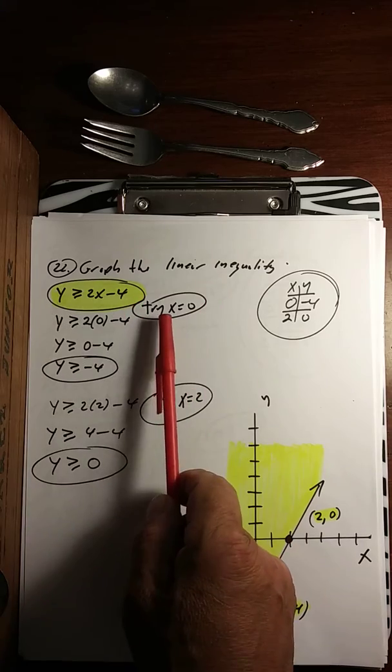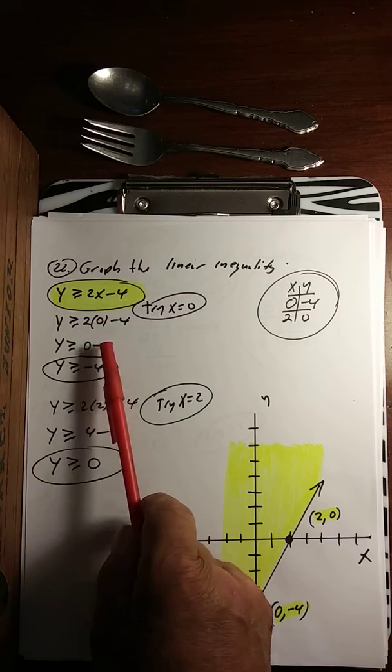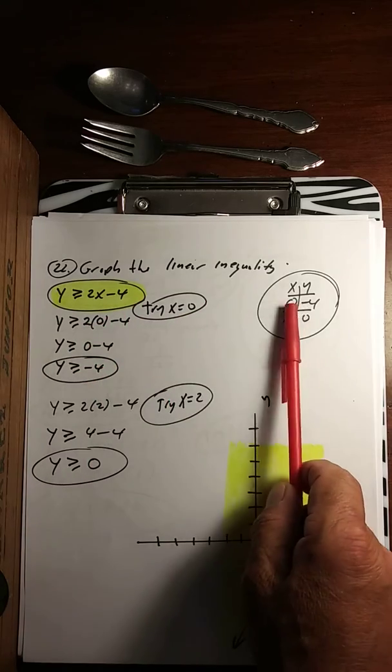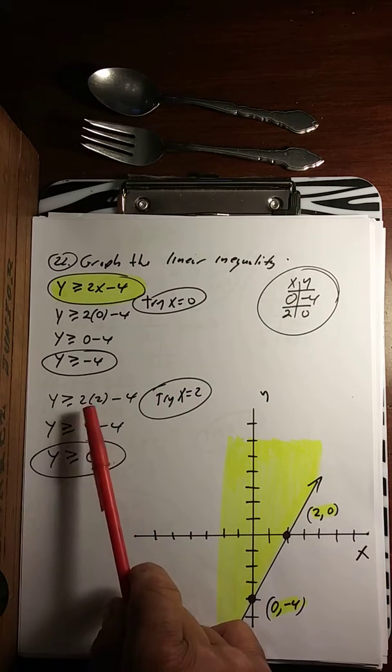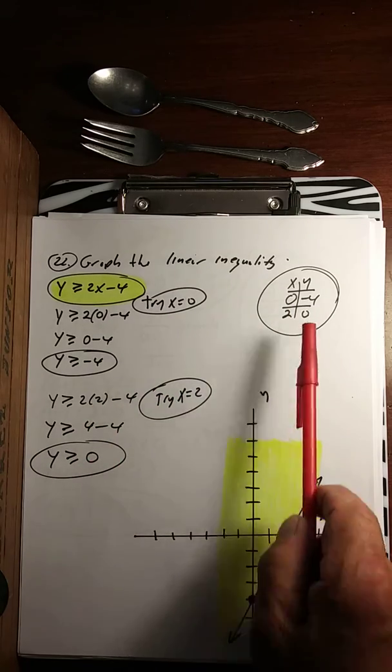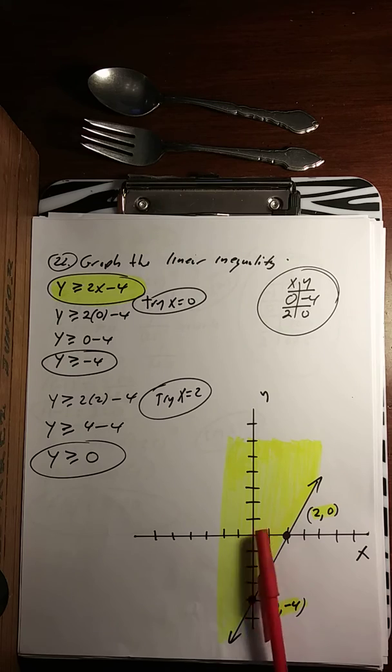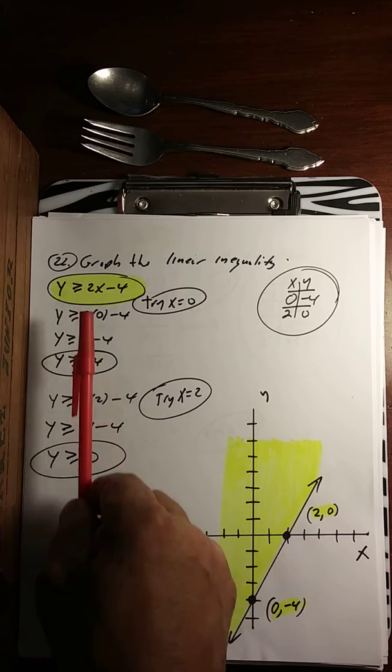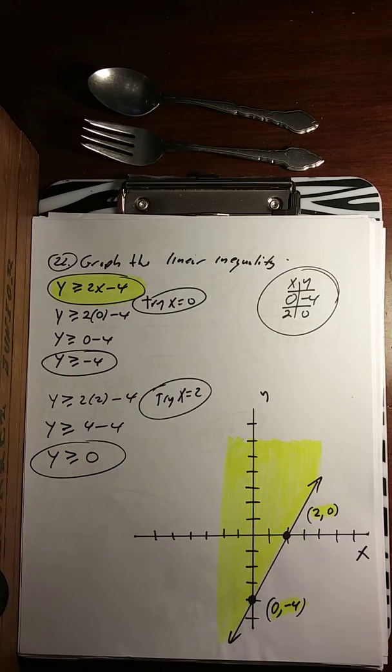Graph this. Put a 0 in there. 2 times 0 is 0 minus 4, negative 4. So we have 0, negative 4. Put a 2 in there. 2 times 2 is 4. 4 minus 4 is 0. So you have 2, 0. So we have 0, negative 4, and 2, 0. So now greater than means this way.